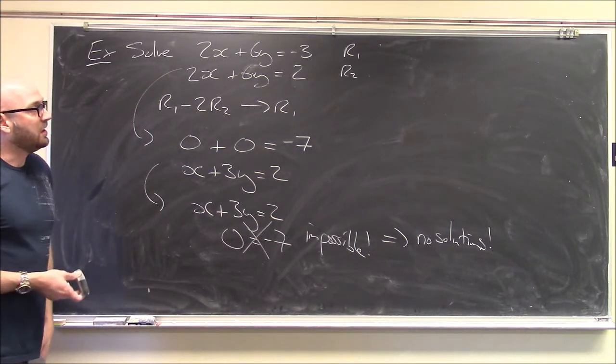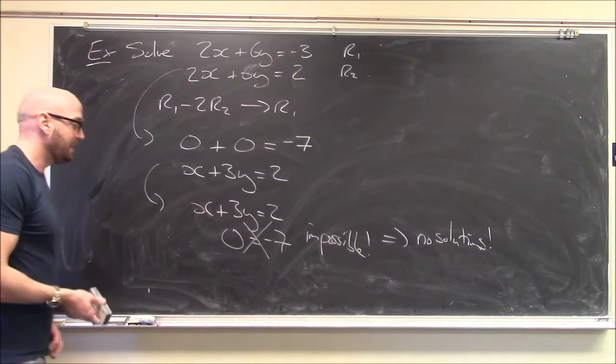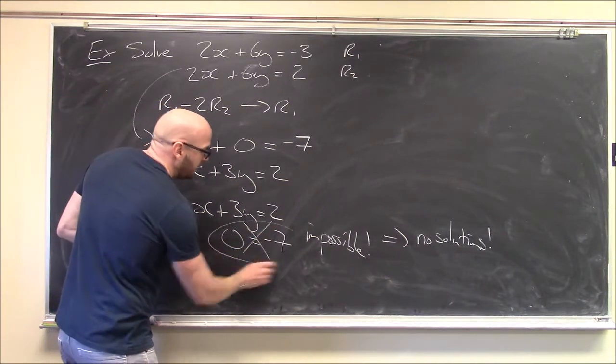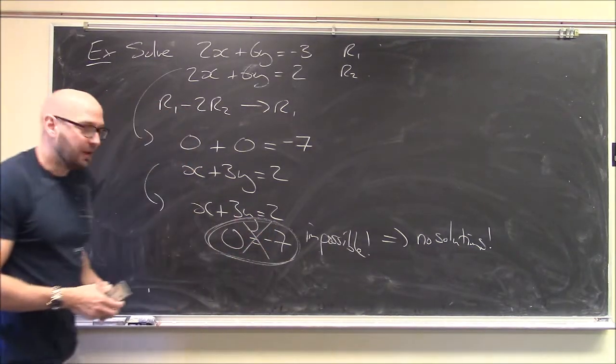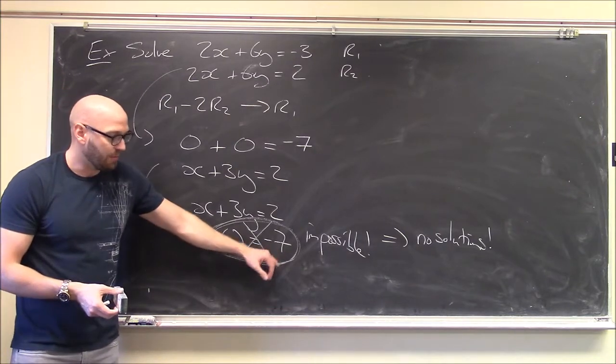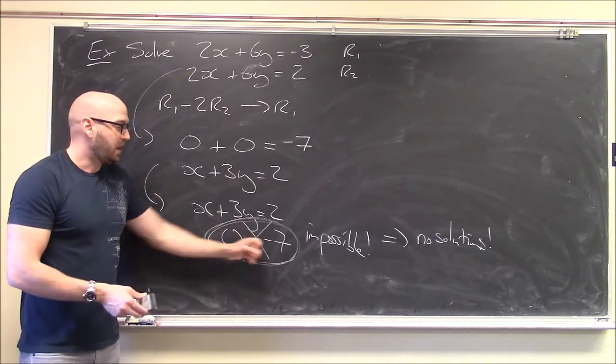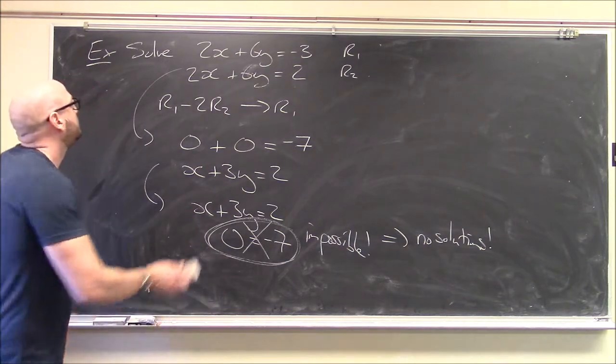So if you come across a system like this, if you have no solutions, you'll end up with something like this after doing elimination. You'll end up with something like 0 equals -7, or just some sort of impossible equation here.